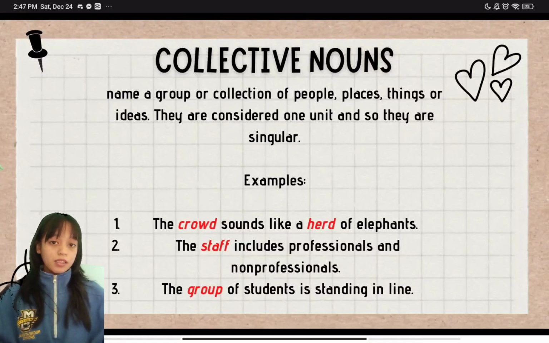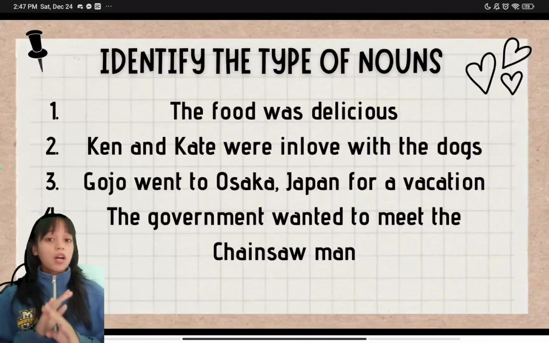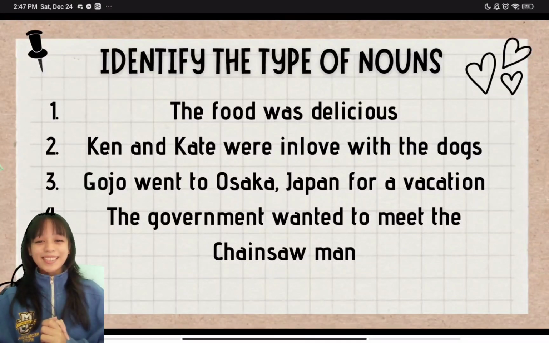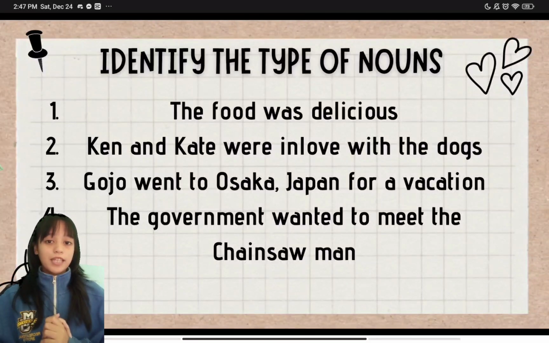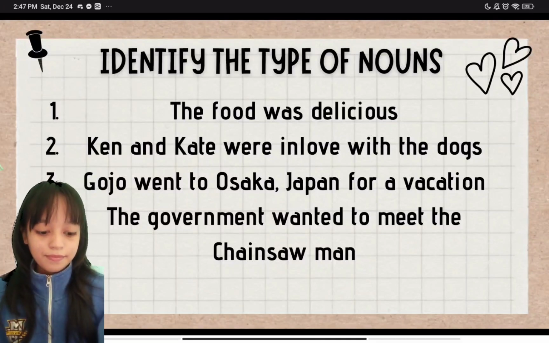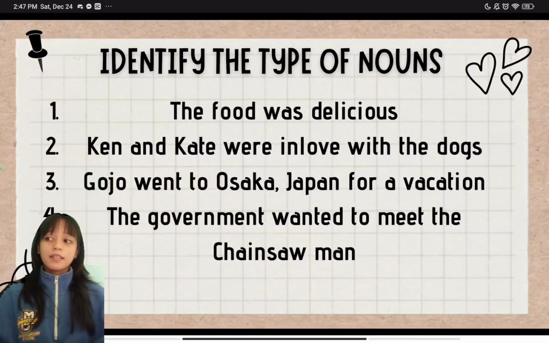Any further questions? Clarifications? Okay, if there are no questions, we will proceed with a small activity. So in here, you are tasked to identify the type of nouns. Anyone can answer. You can answer in the chat, or you can also raise your hand and answer orally. So number one: the food was delicious.